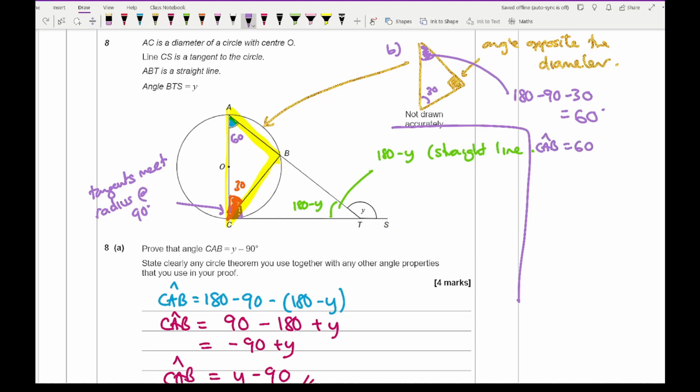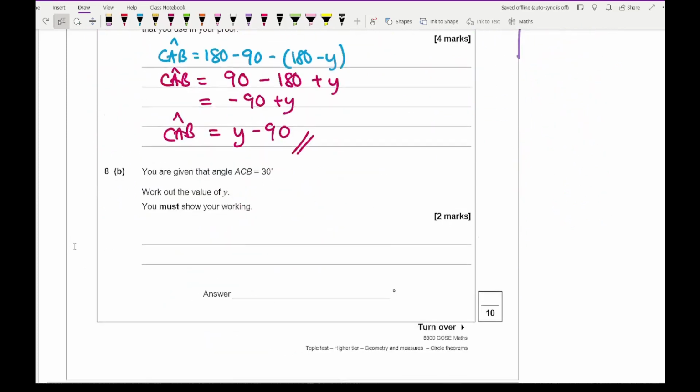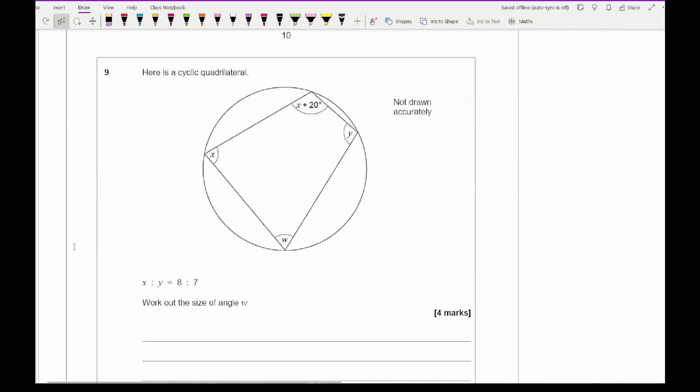Now taking the answer from part a, then we know that CAB is y minus 90. So therefore y must equal, take the 90 over the other side, 150, and there is my answer for that one. Then moving on to question 9, which is our last question.